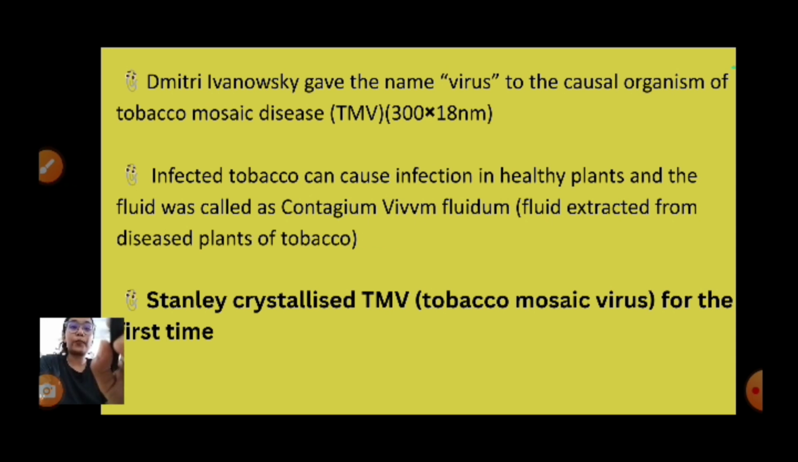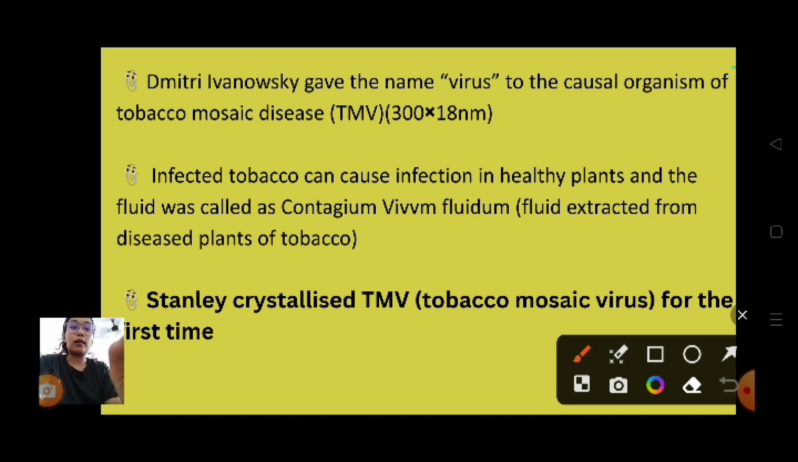Ivanovsky was a scientist who gave the name virus to the tobacco mosaic disease. What he found out is that in the tobacco plant there was one disease, and he named that disease tobacco mosaic disease, which is caused by the tobacco mosaic virus. TMV: T for tobacco, M for mosaic, V for virus. He identified it as a viral disease in the tobacco plant.